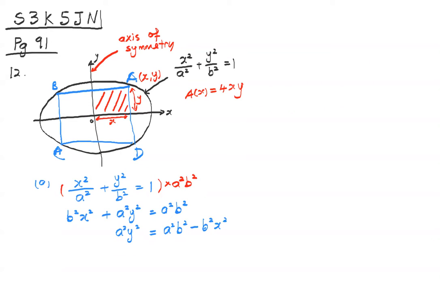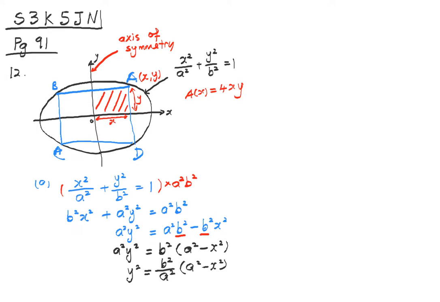So now you look at here. There is a common factor called b squared. So you factorize it. So I have my a squared times y squared will be equal to b squared times, I have to put in the bracket, a squared minus x squared. So my y squared will be equal to b squared divided by a squared times a squared minus x squared.